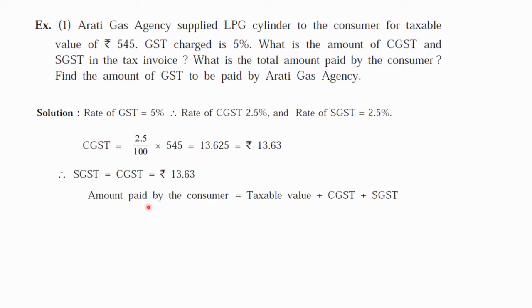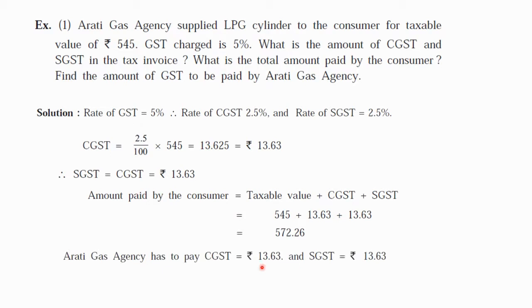Now the amount paid by the consumer. If you are the consumer, the total amount that you will pay to buy the LPG cylinder would be the taxable value, in other words the cost price of the cylinder, plus your CGST plus your SGST. If you substitute the values, we get 545 plus 13.63 plus 13.63, because we know CGST and SGST are the same, and in this case they are 13.63. This sums up to be 572.26.